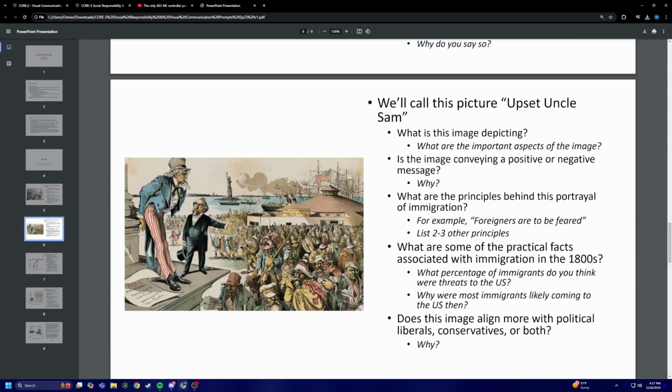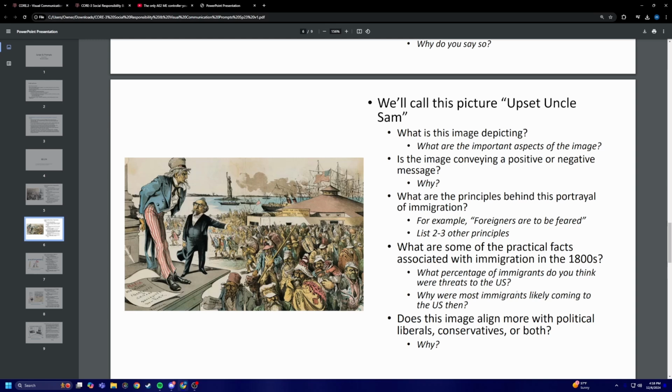We'll call this picture Upset Uncle Sam. This is really where we get into hot button topic issues. When we go into what this image is depicting, we'll talk about Uncle Sam looking down upon these immigrants that are Polish vagabonds and Italian vagabonds, and it labels them as such in the political cartoon. Uncle Sam's essentially looking down upon them.